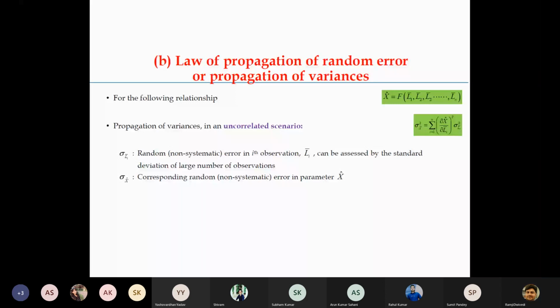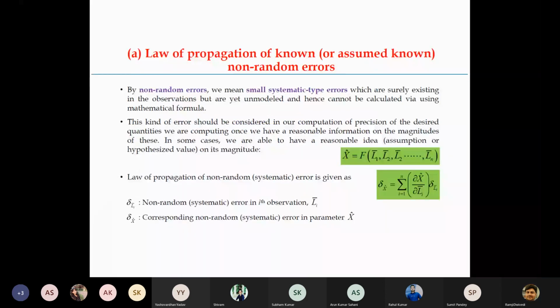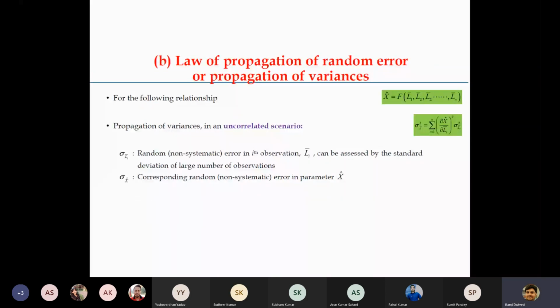To understand this, the derivative is multiplied by the corresponding random error. It is very interesting. You have two cases. Now this is a very beautiful representation. In one case, the error is very simple: it is a simple partial derivative multiplied by the amount of error. Here, it is the partial derivative whole square multiplied by the error square.